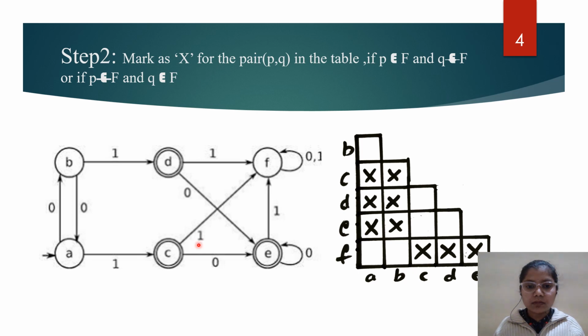Next is DE. D belongs to the final state and E also belongs to the final state. So DE is not marked. Next is DF. D belongs to the final state. F does not belong to the final state. So DF is marked. Next is EF. E belongs to the final state, whereas F does not belong to the final state. So EF is marked, as you can see in the table.